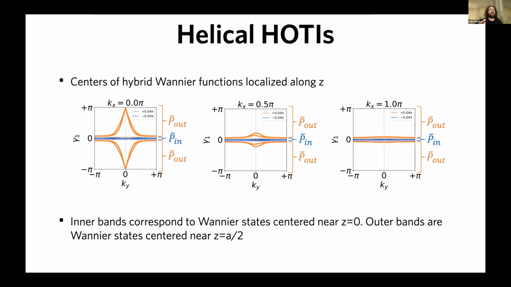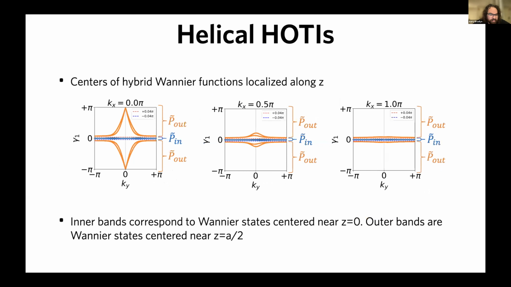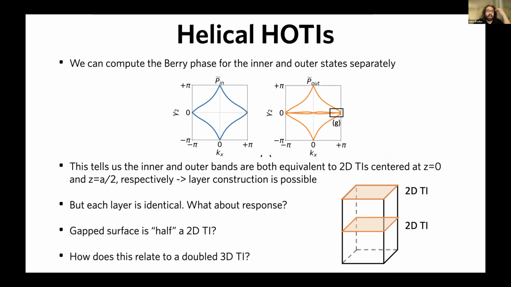So again, I can try and form hybrid Wannier functions localized in the z direction. I look at my Wilson loop and I get some hybrid Wannier functions centered near z equals 0, some centered near z equals a/2. And I can look at just those functions centered near the inversion symmetric planes and look at their Chern number, or compute their Wilson loops. And what I find is that these wave functions localized near z equals 0 have a Wilson loop that winds like what I've shown on the left here.